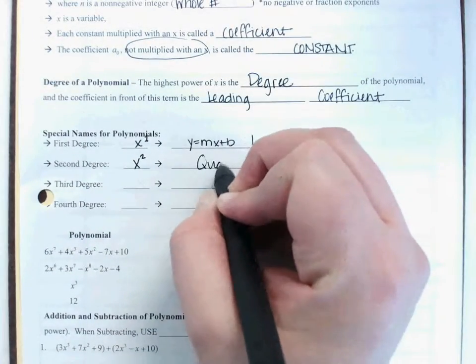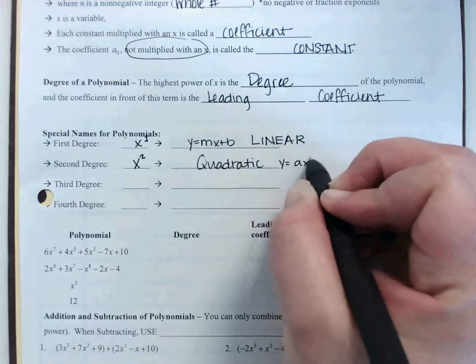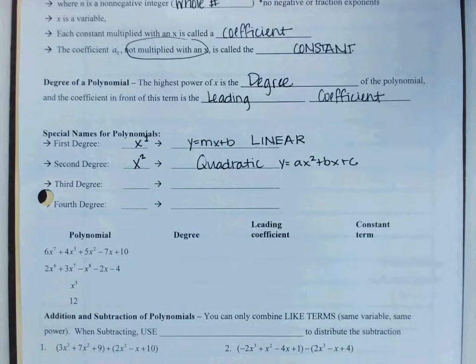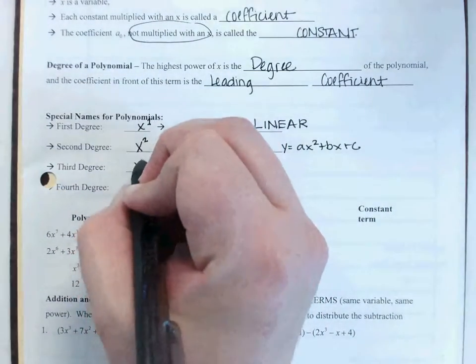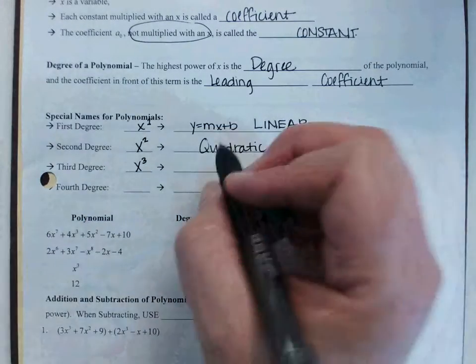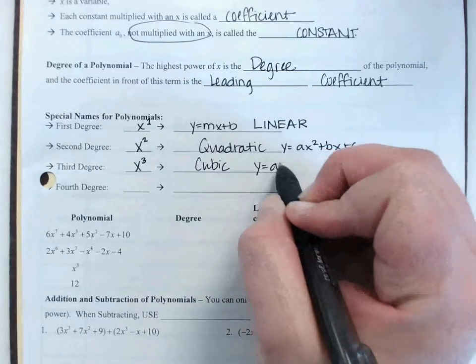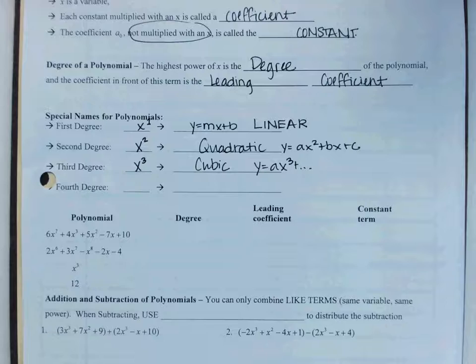Quadratic. And that's just y equals ax squared plus bx plus c. So if you have an x squared, it's in the quadratic family. If you have only an x, it's in the linear family. The third one is x to the 3. That's the cubic family. Very good. And that would be ax cubed dot dot dot. You can put bx squared plus cx plus d if you want.